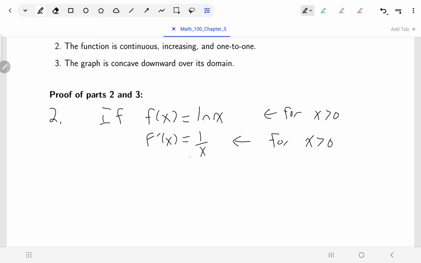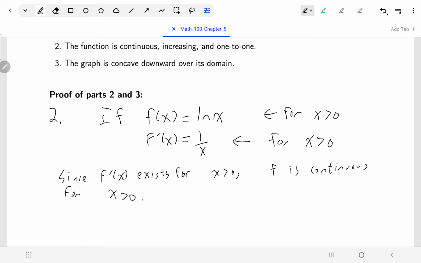We took a derivative, and here I'm going to flash back to chapter 2. For a function to be differentiable, it has to be continuous. So, since f prime exists for x greater than 0, that means f must have been continuous for x greater than 0. So continuity, we've squared that right away. We have continuity because we were able to take the derivative.